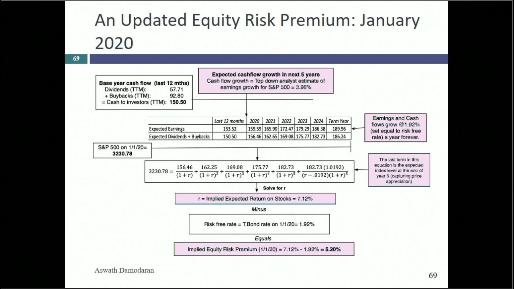Top-down forecasts come from people who track the earnings for the entire index. They tend to be wrong, but they're not biased. Sometimes they overshoot, sometimes they undershoot. Their projected growth rate at the start of 2020 was 3.96%. So here's what I did.